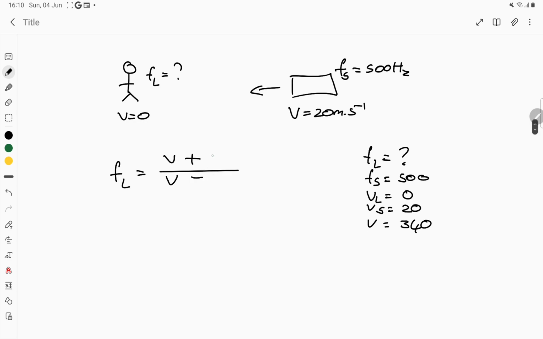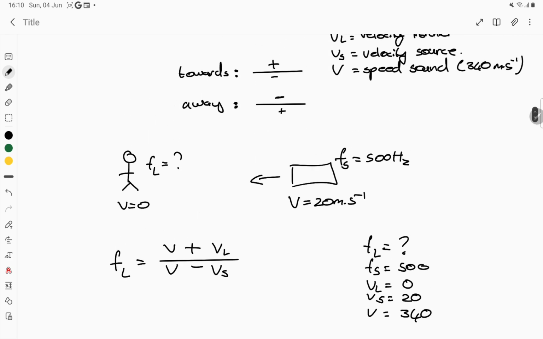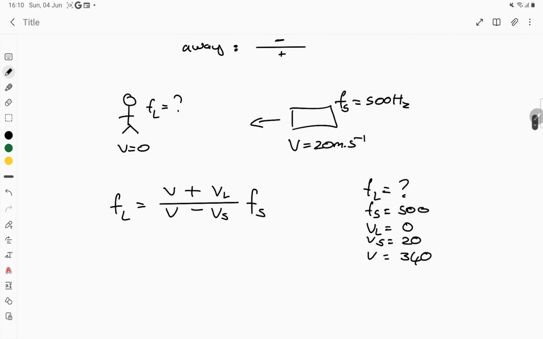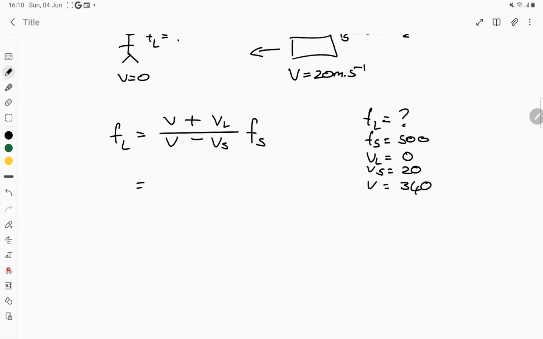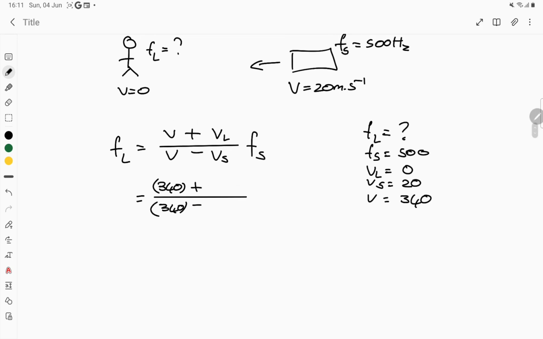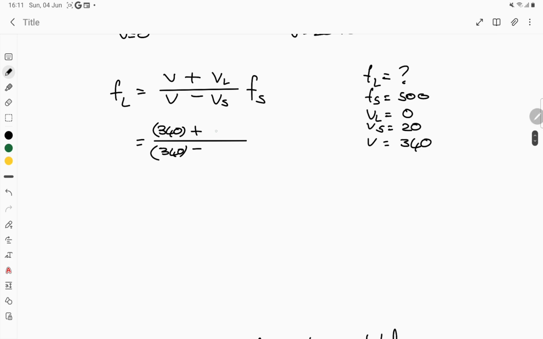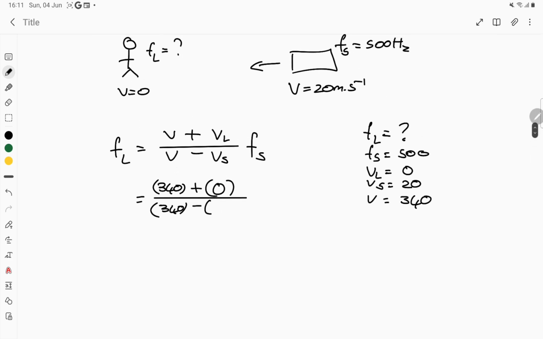And then we have velocity, and then alphabetically LS. And then we put the frequency of your source. It's basically just multiplied by. Now, let's plug in some values. Speed of sound, 340. Plus minus, velocity of the listener, we just have a 0. And speed of the car, was it a car? Yeah, car is 20.